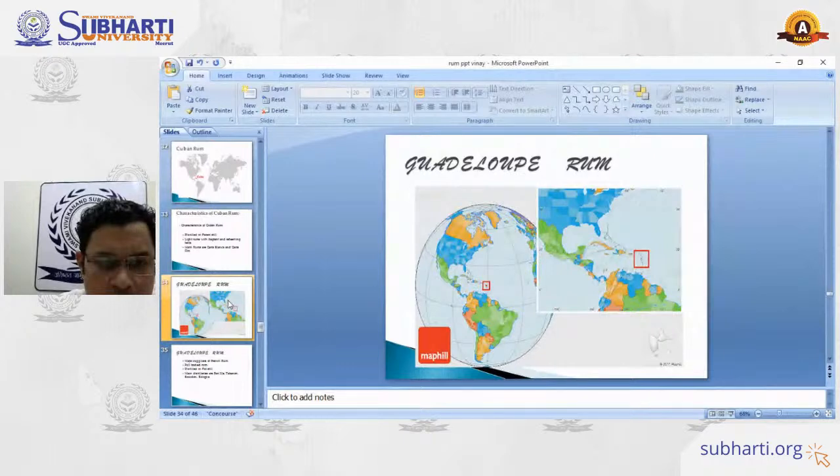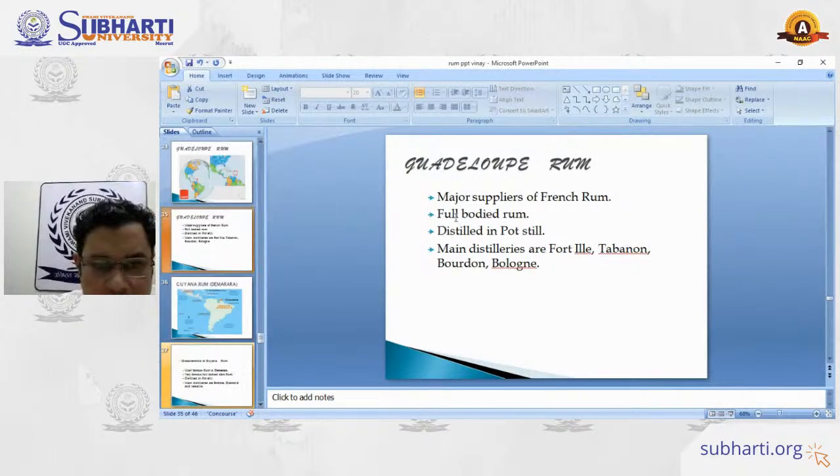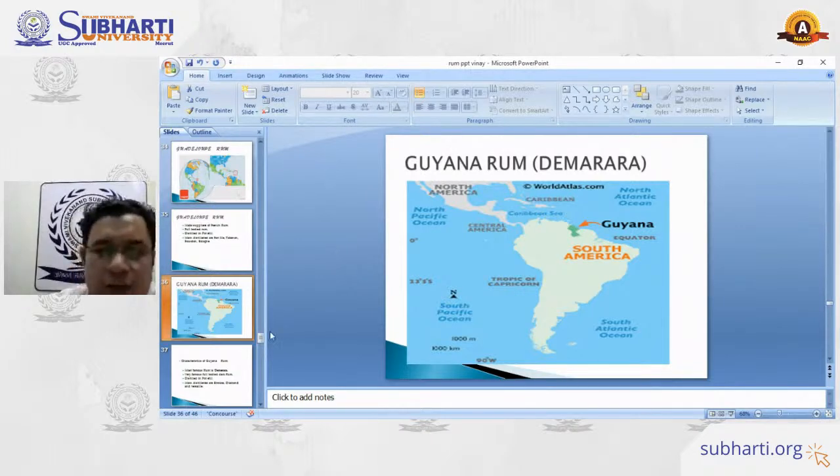In the world map, on a close up, you can look. Then the famous Guyana rums, or Demerara, also come from Guyana.